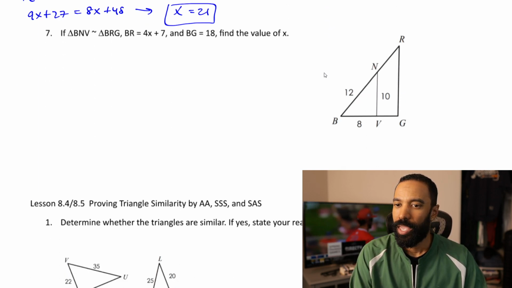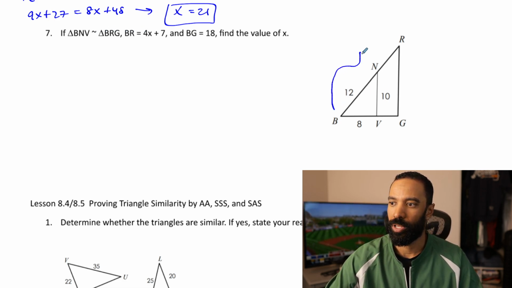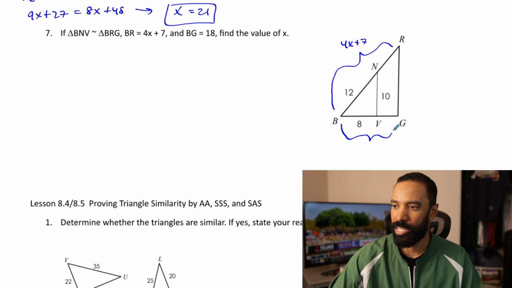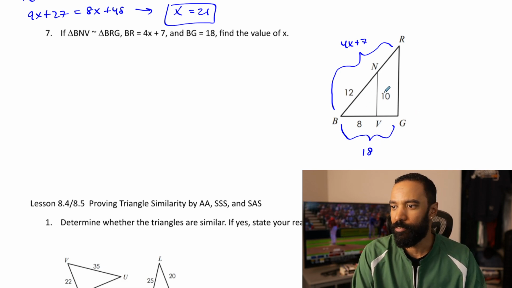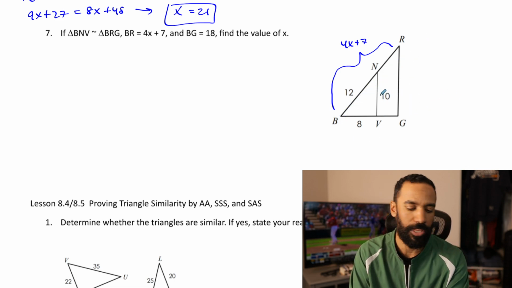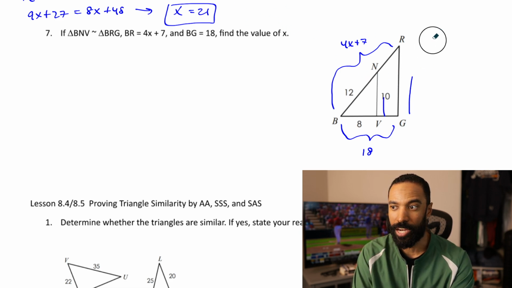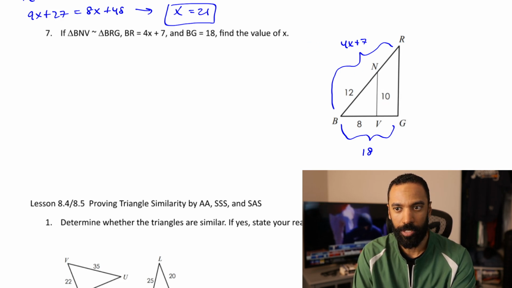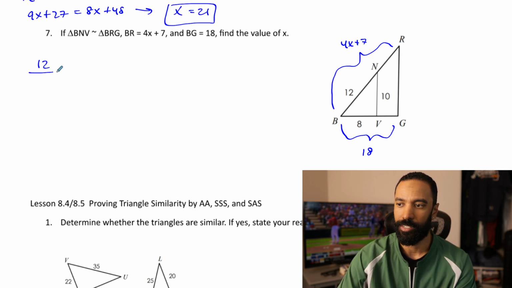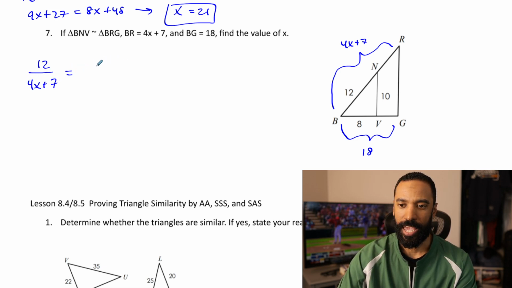Number 7. If triangle BNV is similar to triangle BRG, BR is this whole length right here, 4x plus 7. Let's label it. BG is 18. Find the value of x. So they give you similarity, BNV, BRG. Sorry, we're not even close to drawing it how it is, but they're oriented the same way. You have a dilation only with a center of B, by the way. And let's correspond those parts. I can say 12 over 4x plus 7. This corresponds to that whole, just as 8 corresponds with 18.